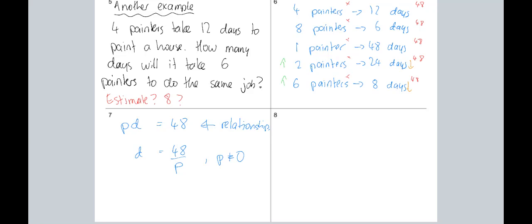So in terms of sketching it, as someone said, could have been Zoe, we're not going to have negative painters. So let's just have a look at the positive axes here. This is what we call the first quadrant. We've got days up here and painters here, and our graph would be like this. Does that kind of make sense? The more painters I've got, the fewer days will be required to undertake the job. Or as I increase the number of days, I'm going to be pulling back the number of painters.